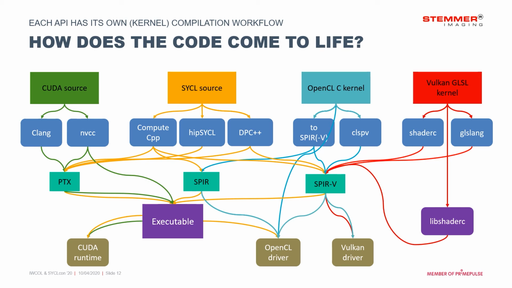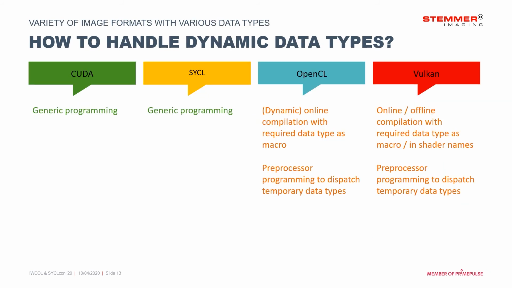As I already mentioned earlier, I did this, which just required some more lines. Using this knowledge about the compilation workflows, I want to present you an issue that has to be handled differently in the four APIs. It's dynamic data types, because in image processing we might have different data types coming in, because some images are in UINT8, some in UINT16, some in floating point. So how do we handle those?